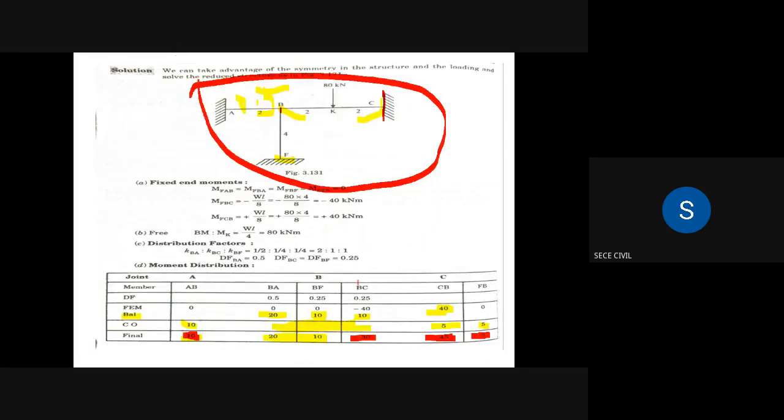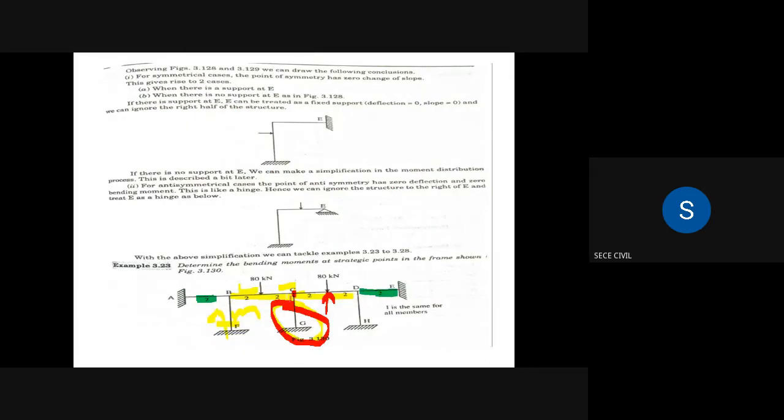Okay, next problem. Analyze the frame in figure 3.13. This is the previous frame only, the same previous problem. Here only the loading is changed. Both the 80 kilonewtons were acting downward before. Now the 80 kilonewton is acting upward.